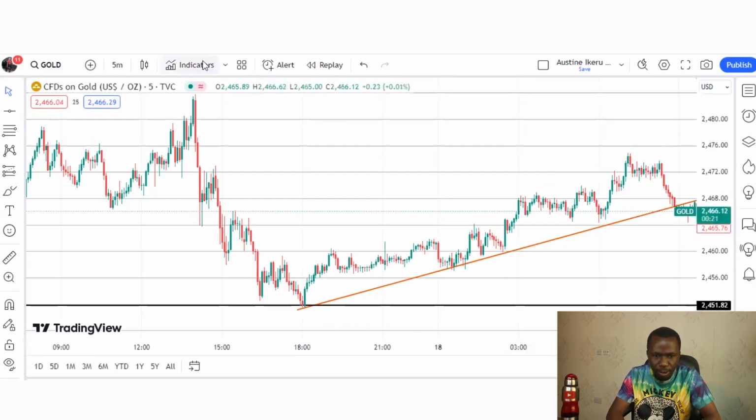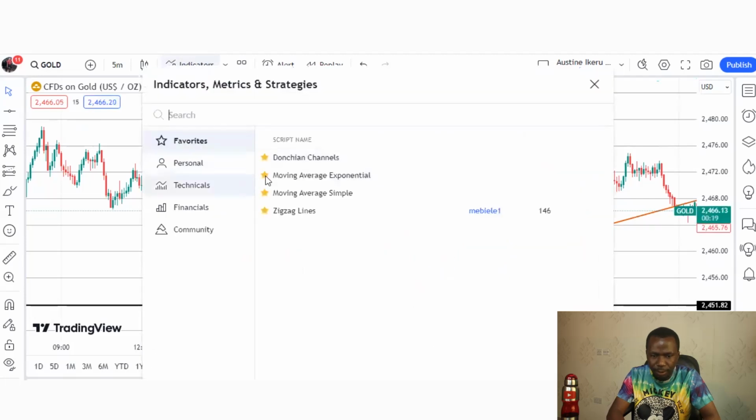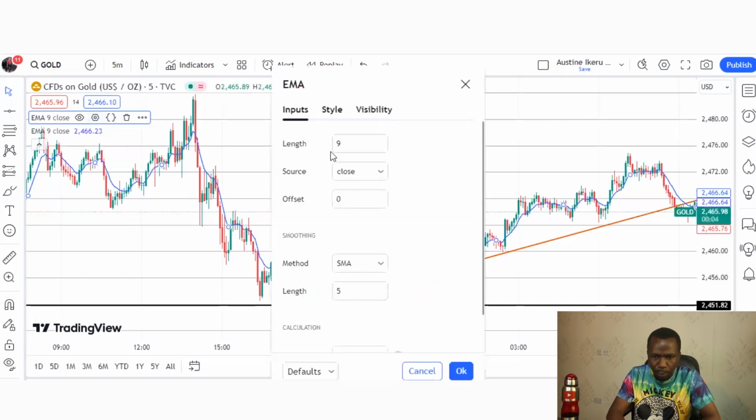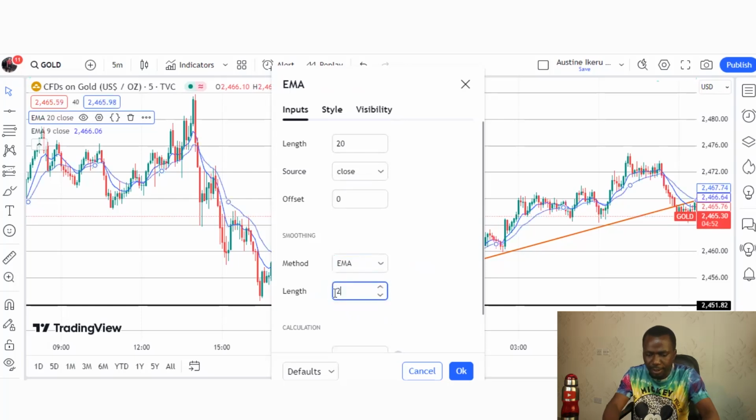So we'll go to the indicator, plot out the indicator and look for moving average exponential. So this is it. Once it pops up, we click it twice. 1, 2. That is it. Then we'll now go to the settings. The first one, we are going to set it to 20 EMA. The period is going to be 20. So the length will be 20. And it's going to be on close. Then the method will be EMA. Then the length will also be 20.